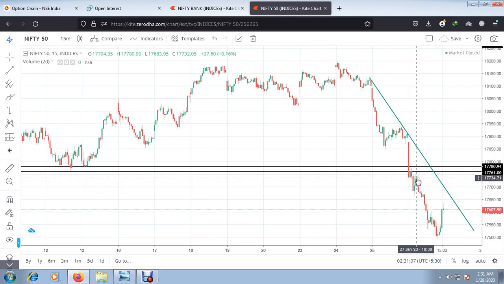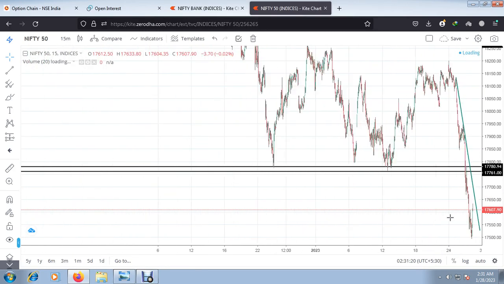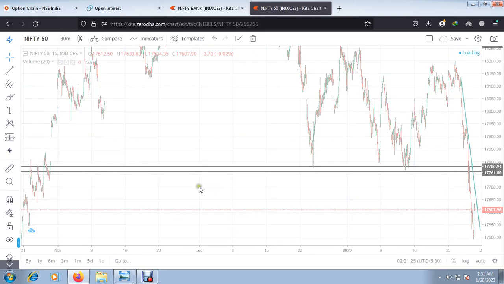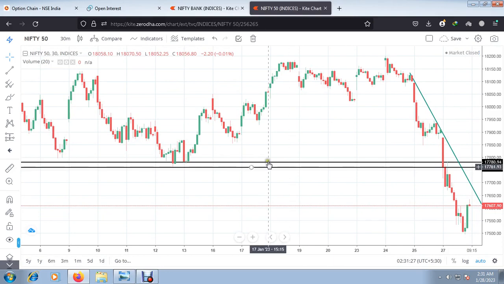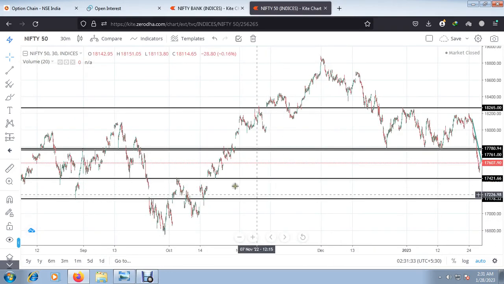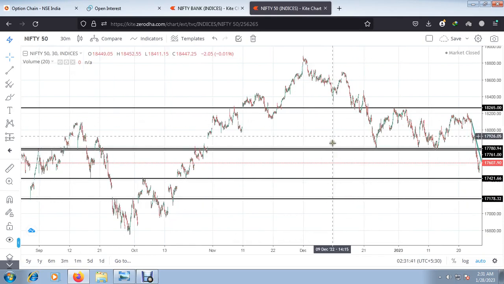Once this is broken, we can say that the trend has changed in the shorter time frame, in 15 minutes. Then we can go long. And if you want to short this, we have to wait for the low to be broken. Today's low was 17,493. If it breaks down, we can continue further. The next level will be this one, 17,421, which will be the next support. And again the next support will be 17,178. So like that we need to mark the levels for the upside and the downside.